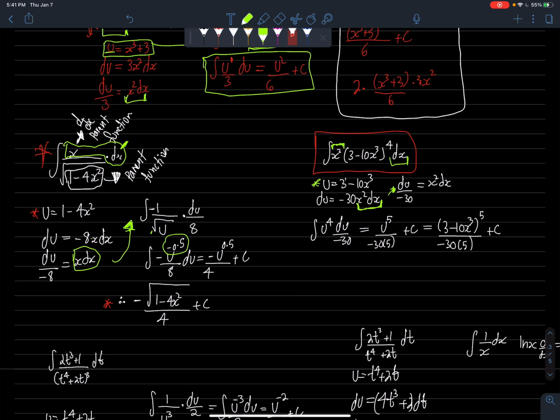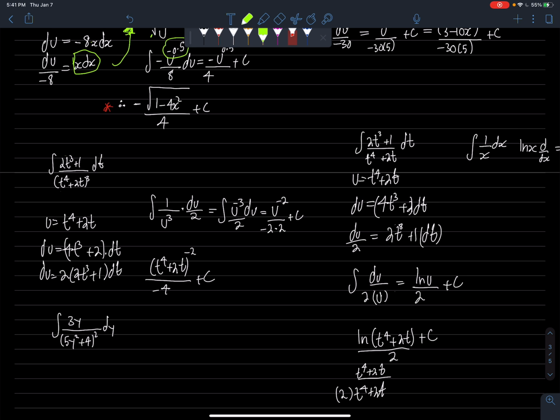The integral of u to the 4 du over negative 30. Constant carries over. U to the 4 just becomes u to the 5 divided by 5 plus c. And then we substitute back in u, right? Which will give you 3 minus 10x cubed all to the power 5 over negative 30 times 5 plus c.